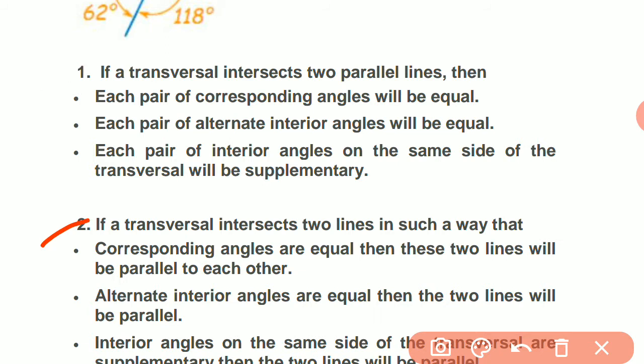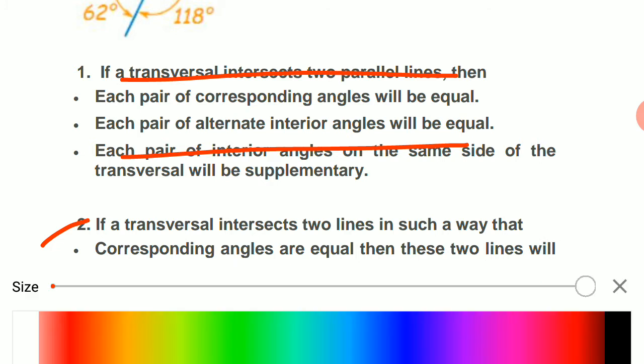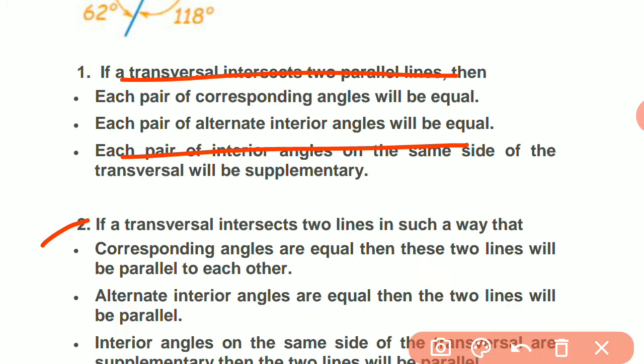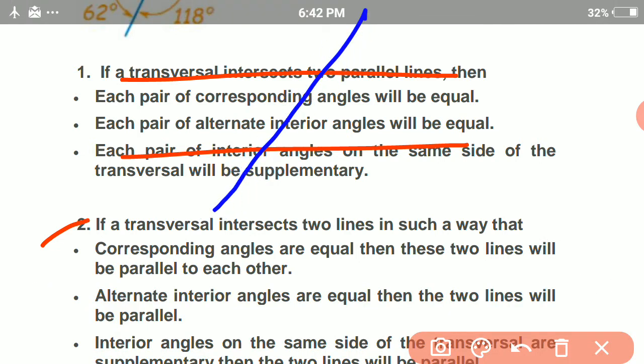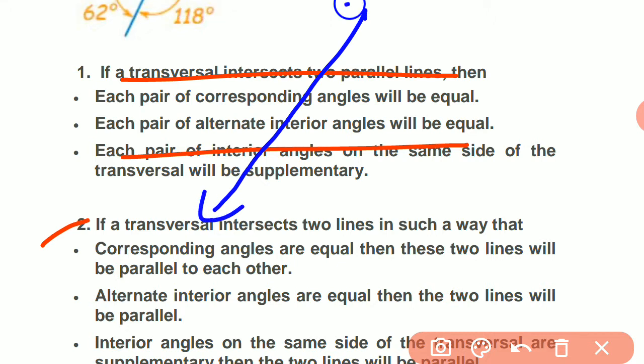So in the converse, suppose these two lines are parallel and the transversal intersects in such a way, this line is the transversal, intersects in such a way that corresponding angles are equal. If this angle is equal to this angle, then the lines will be parallel. This is the converse of the first.